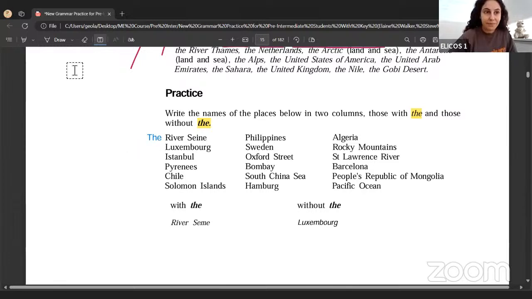Luxembourg is a city? No. I went to Luxembourg. I want to go to Luxembourg. It doesn't matter what sentence I say.